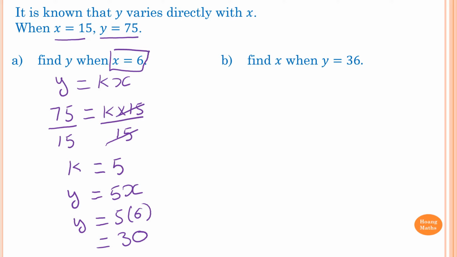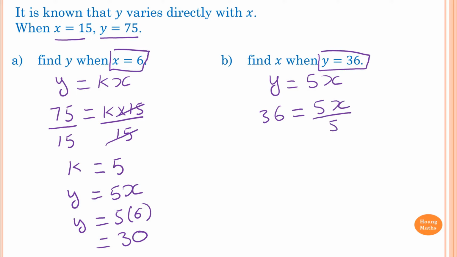So we already know the general rule for this. So y is equal to 5x. Now this time y is equal to 36. So we just substitute this in here, 36 is equal to 5 lots of x. Then I divide this by 5, I divide this by 5. This cancels out. So 5 goes into 36 7 times, remainder 1. So 1/5. So therefore, x is equal to 7.2 if you like in decimal.